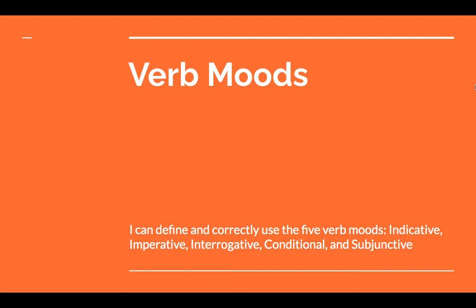We're going to be able to define them. By the end of this lesson, you should be able to define what a verb mood is and the different verb moods, and correctly use the 5 verb moods, which are the indicative, imperative, interrogative, conditional, and subjunctive moods. Now, some of these words might look familiar to you, especially things like interrogative and imperative, because you'll probably remember those as types of sentences that you learned maybe way back in 5th and 6th grade. All right, so let's dive in.